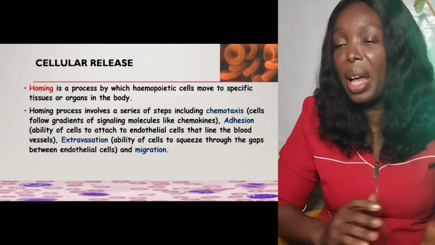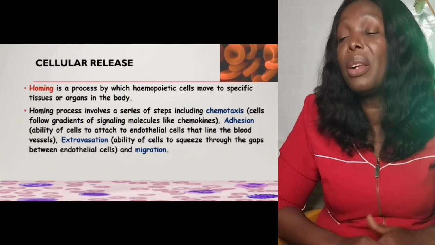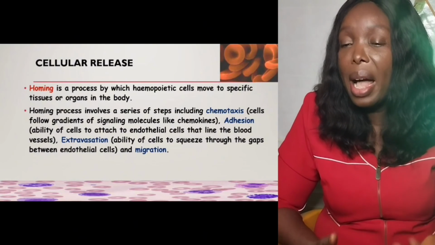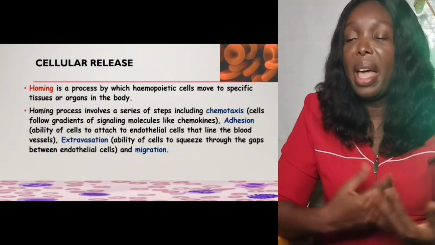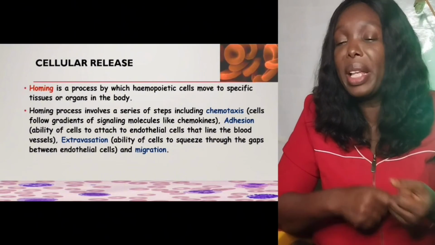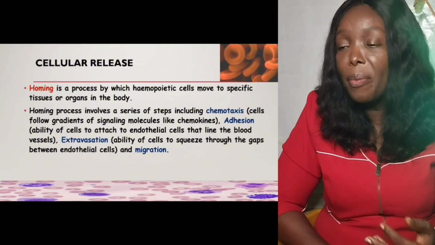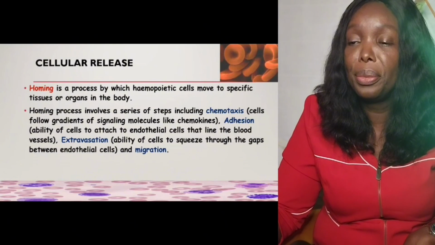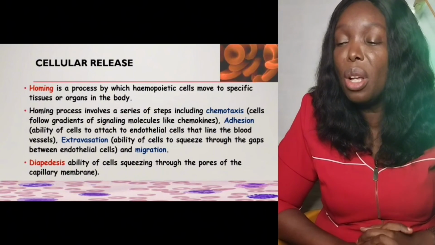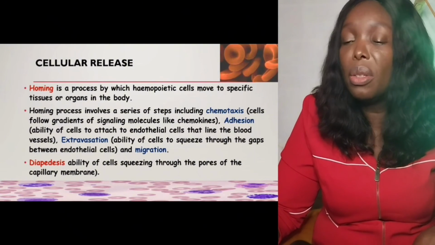Chemotaxis simply means cells follow gradients of signaling molecules like chemokines, like I mentioned, colony stimulating factor, granulocyte colony stimulating factor, and others. Adhesion, the ability of the cells to attach to the endothelial cells that line the blood vessels. Extravasation, the ability of the cells to squeeze through the gaps between the endothelial cells, and then migration. So homing involves chemotaxis, adhesion, extravasation, and migration. While diapedesis is the ability of the cells to squeeze through the pores of the capillary membrane.